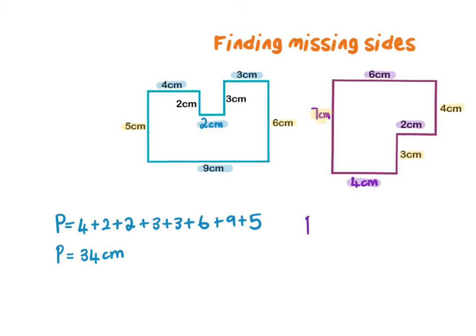Now we can work out the perimeter of the purple shape, starting at the top. 6 plus 4 plus 2, plus 3 plus 4 plus 7. Always make sure that you don't leave out any of the sides of the shape. So that's once again very important to just trace your finger all the way around the shape. This gives me a perimeter of 26 centimeters.